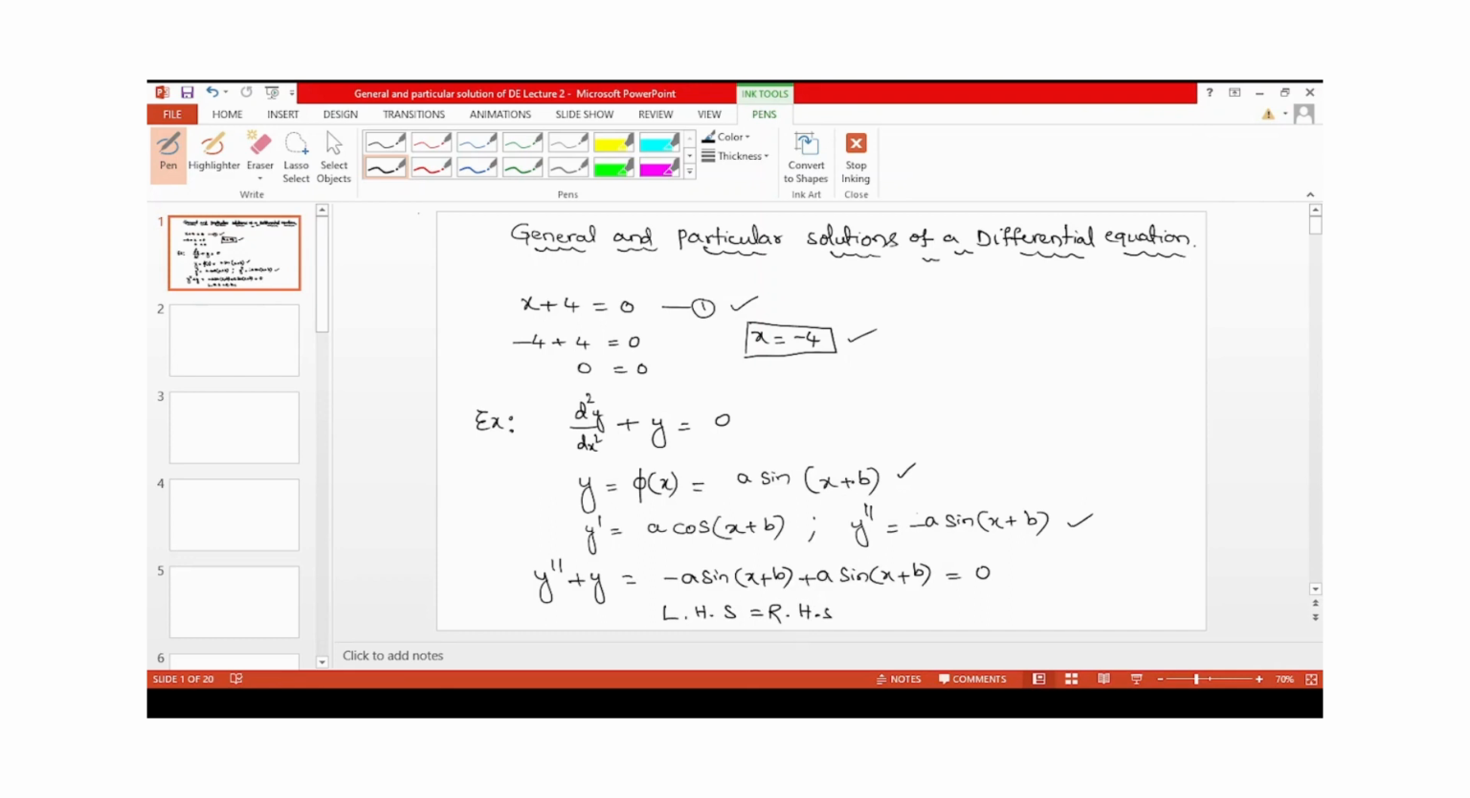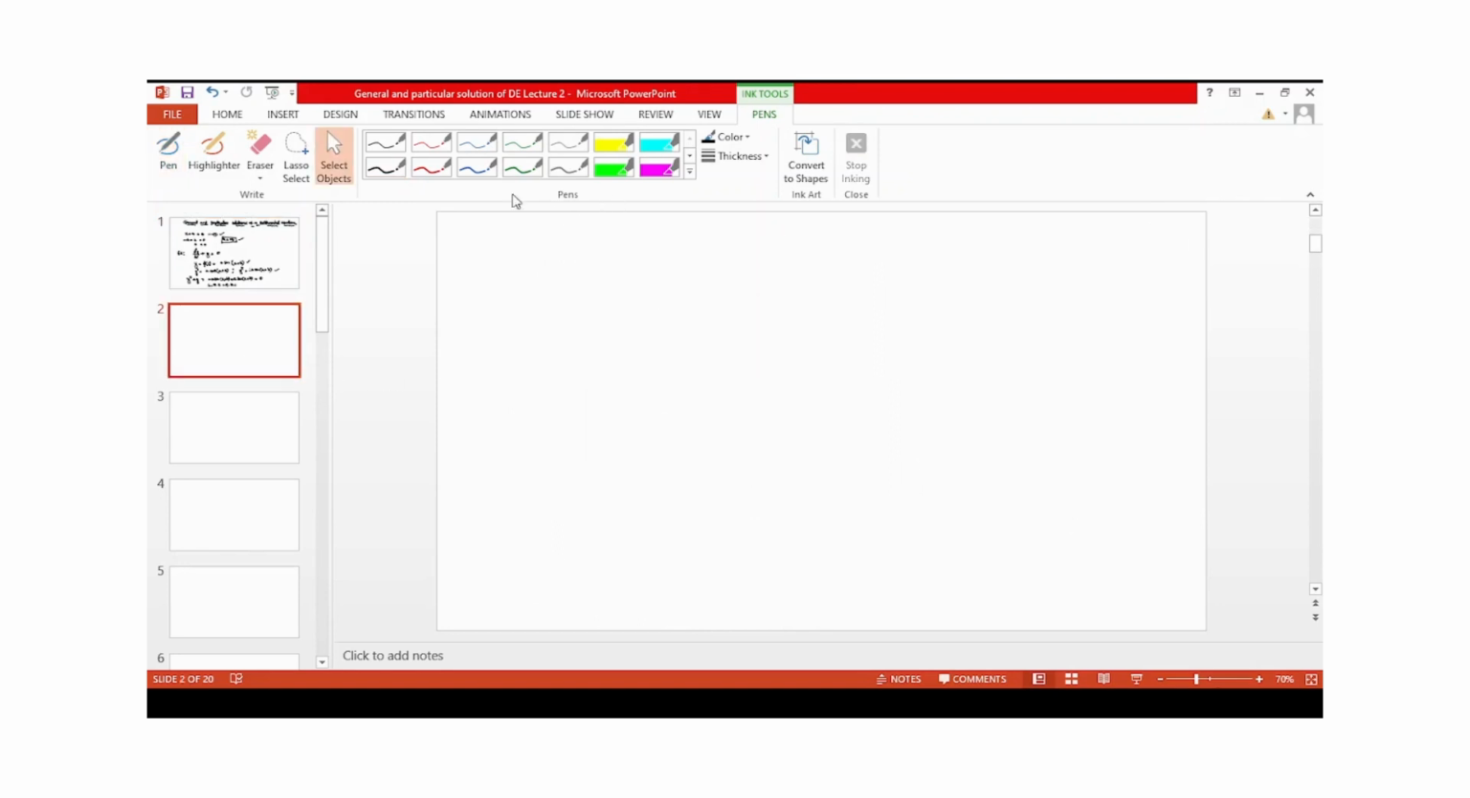the solution curve. Okay. Right now I'm not explaining how to find the solution, I'm only explaining how to check whether the given function satisfies the differential equation or not. Depending on that, I can say that it is a solution of the differential equation. Coming to the next thing, y is equal to a sine x plus b.